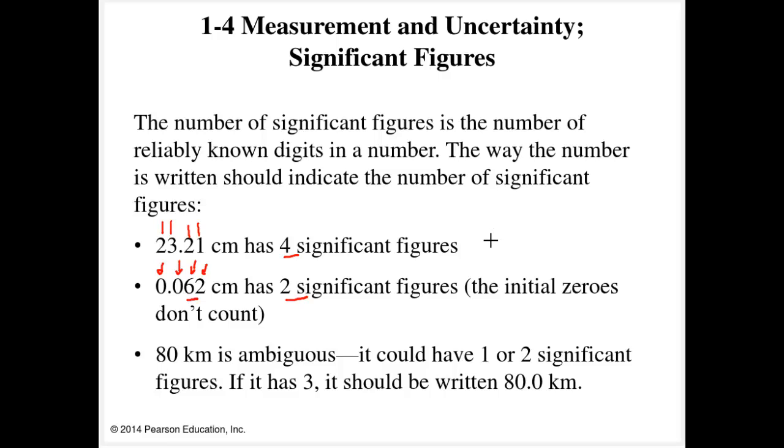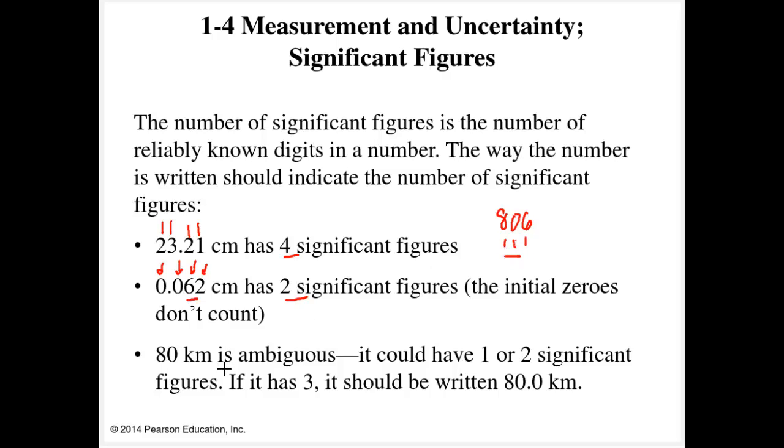Zeros that are in between other non-zero digits, suppose for example I wrote 806, that zero is going to count as a significant figure because it's not pushing around the 8 or the 6, it's really in between these two guys. So this one would have 1, 2, 3 significant figures.